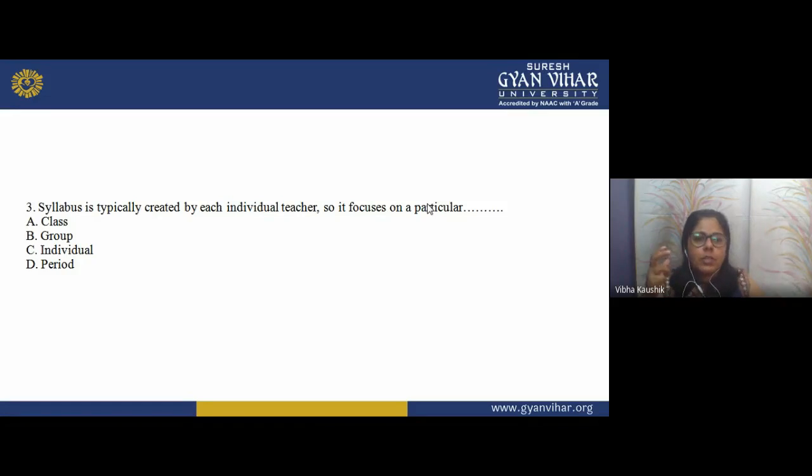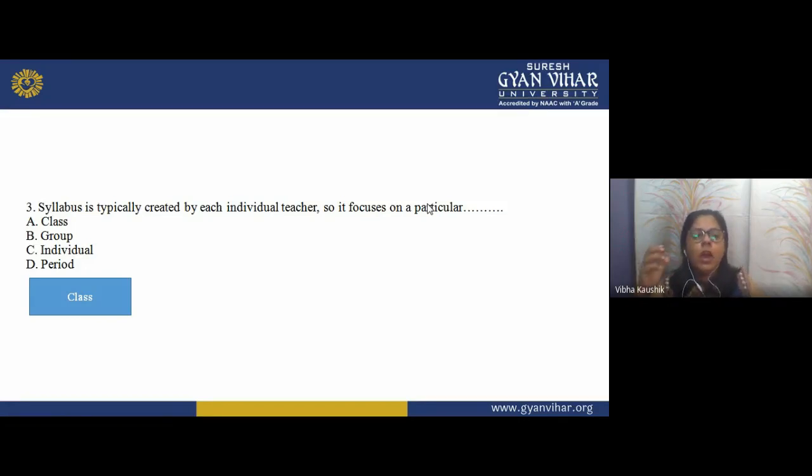Means when we are saying that syllabus is created by each individual teacher, then while he is creating his syllabus, it should focus on. Now the options are option A, class, option B, group, option C, individual, or the option D, period. Now you have to select the correct answer from the given choices. Now the correct answer is A, and the correct answer is class.